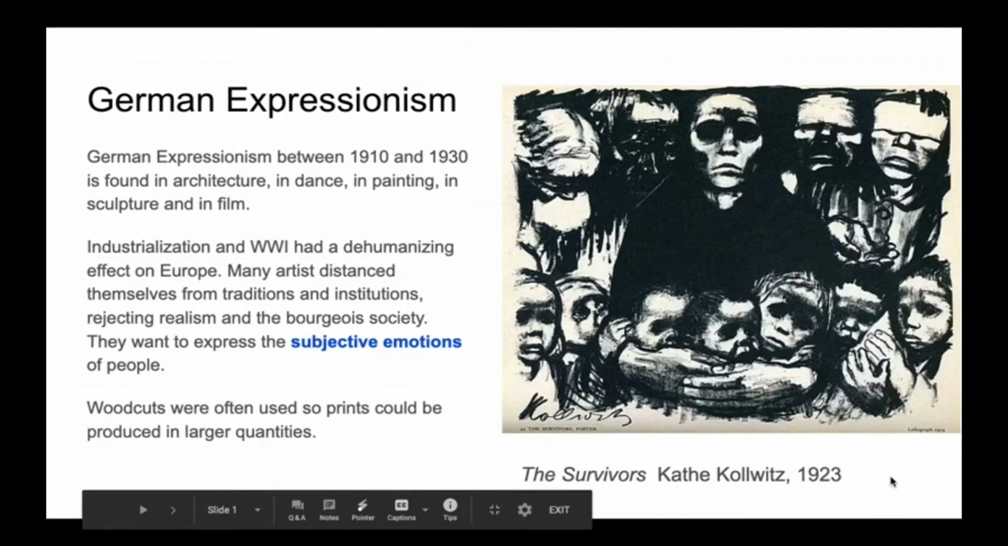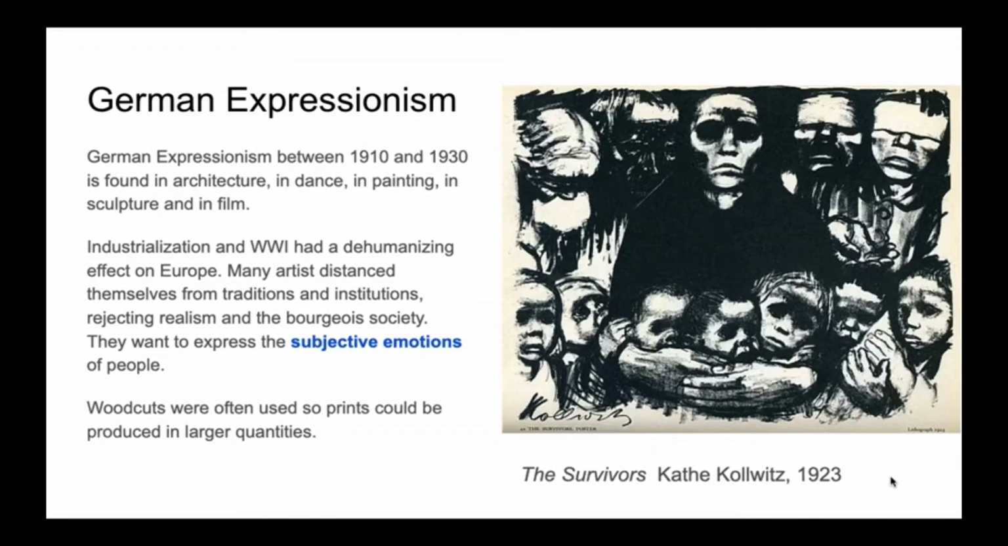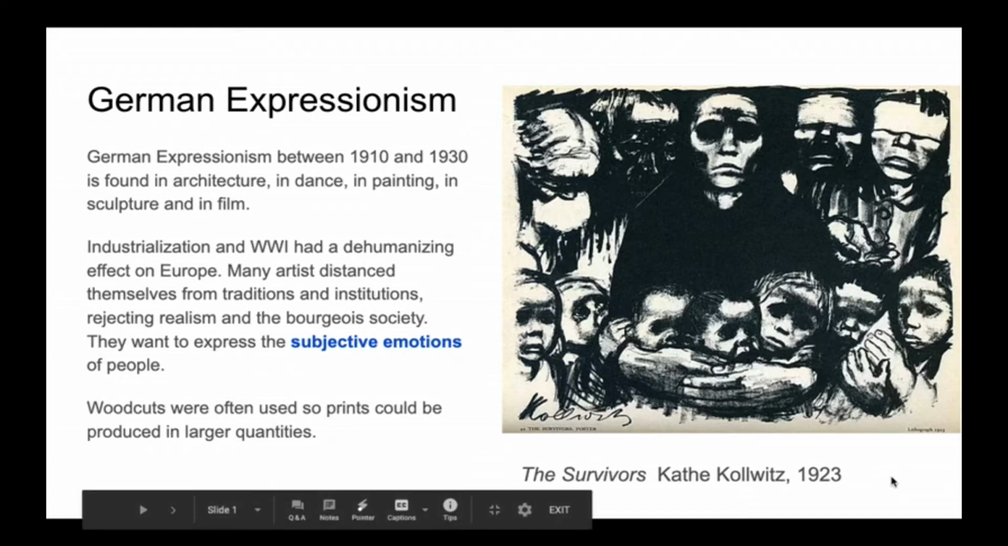So German Expressionism began between 1910 and 1930. It's found in architecture and dance, painting, sculpture, and in film. Industrialization and World War I had a dehumanizing effect on Europe, and many artists distanced themselves from the traditional institutions, rejecting realism and the bourgeois society. And they wanted to express the subjective emotions of people, again, particularly sorrow. And woodcuts were often used so prints could be produced in large quantities.